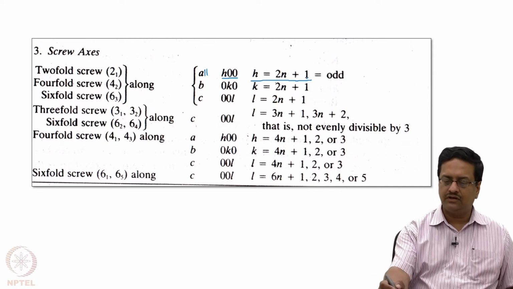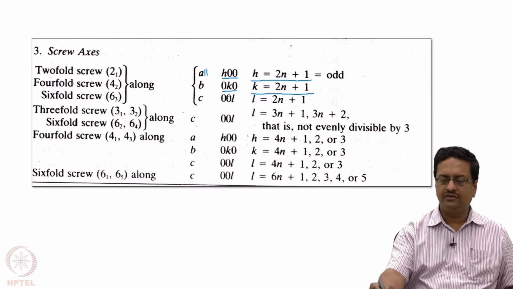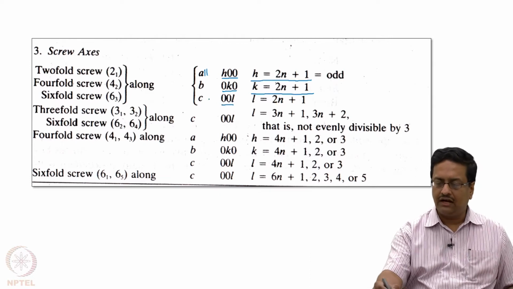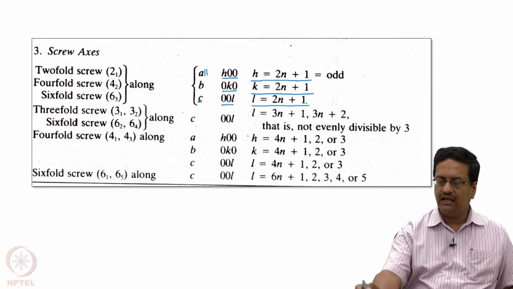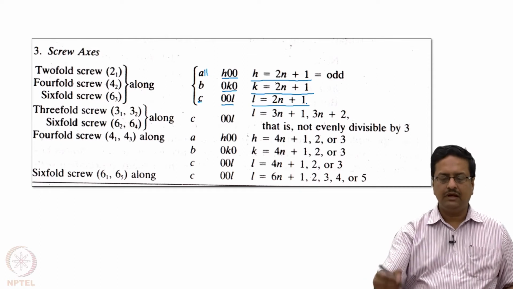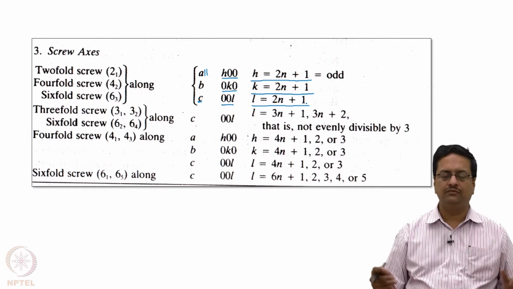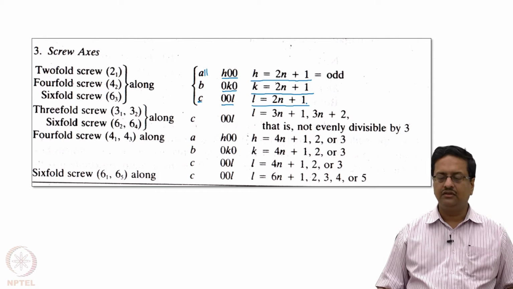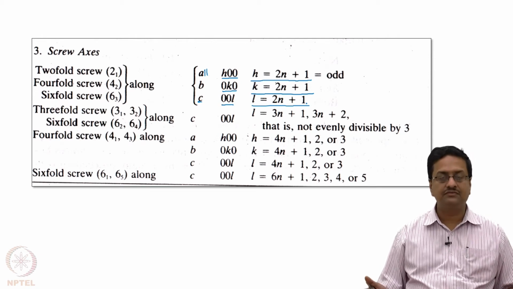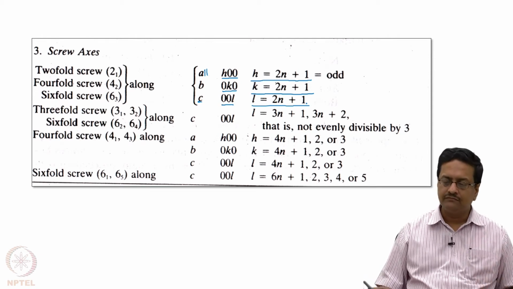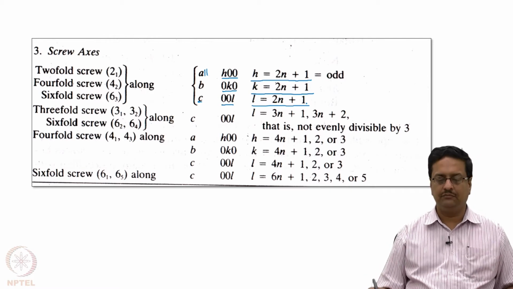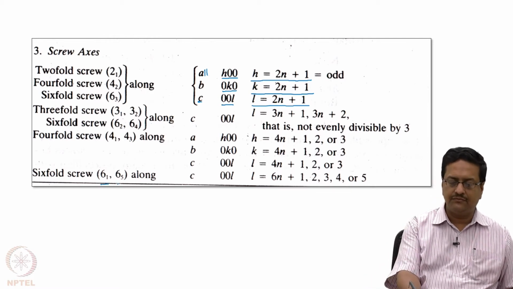In the same way, for a 2-1 screw parallel to B, K is odd, and for a 2-1 screw parallel to C, L is odd. In the same manner, the higher n-fold screw axes like 3-1 and 3-2, 6-2 and 6-4, 4-1 and 4-3 are understood, and here again 6-1 and 6-5.